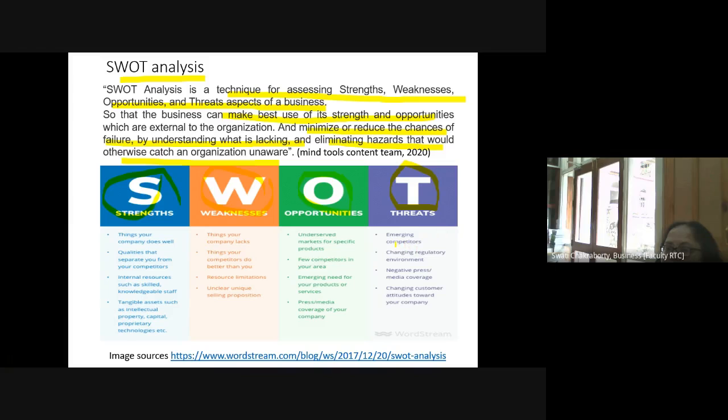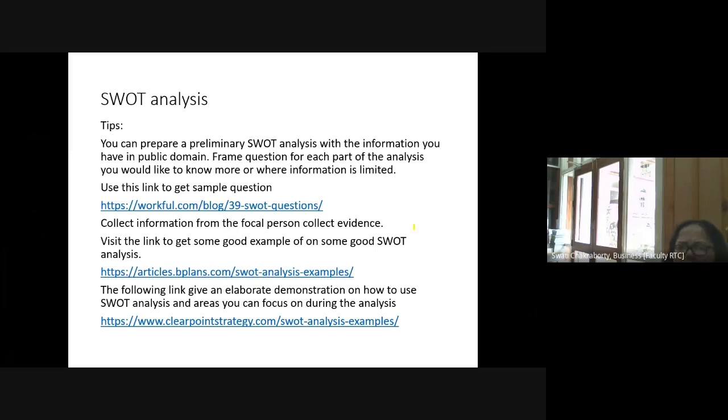T stands for threats, which are emerging competitors, a changing regulatory environment, negative press coverage or media, and changing customer attitudes towards the company. Okay, so for SWOT analysis, these are some of the tips. You can always try a preliminary SWOT analysis with the information that you have in the public domain. Frame questions for each part of the analysis where you would like to know more, or where the information that you have is limited. These are the links which help you learn how to do a SWOT analysis, with examples of some good SWOTs.